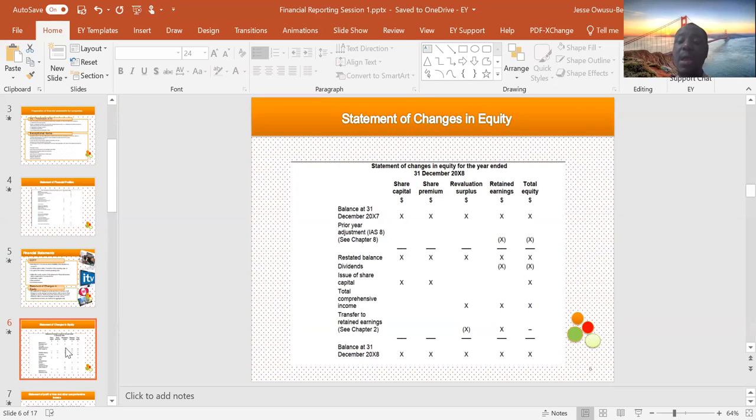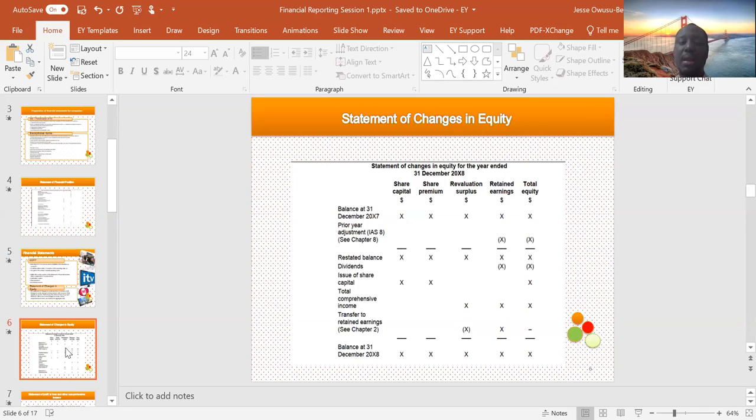And an acronym I use to remember very, very well, which helps a lot, is SSRR, which is share capital, share premium, revaluation surplus, retained earnings. S stands for share capital, S stands for share premium, R stands for revaluation surplus, R stands for retained earnings. So SSRR. Then based on that, you have your total equity.